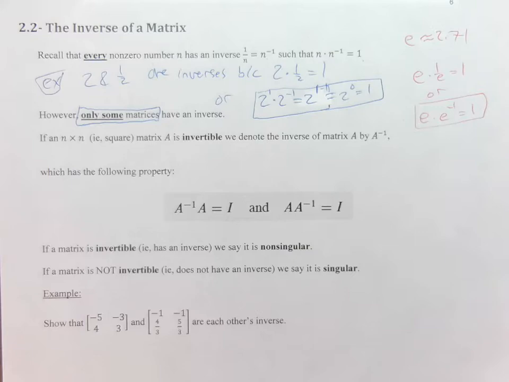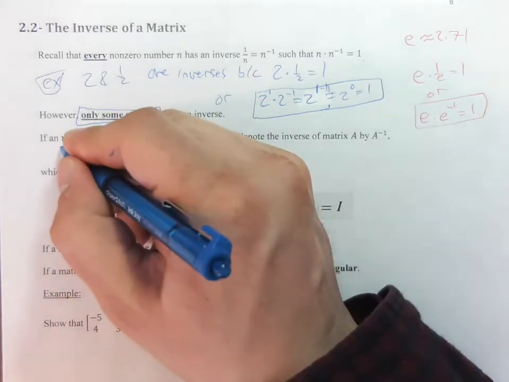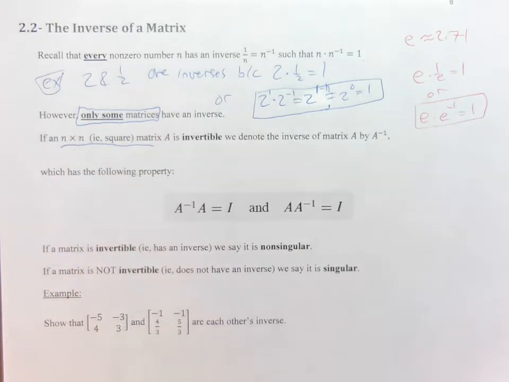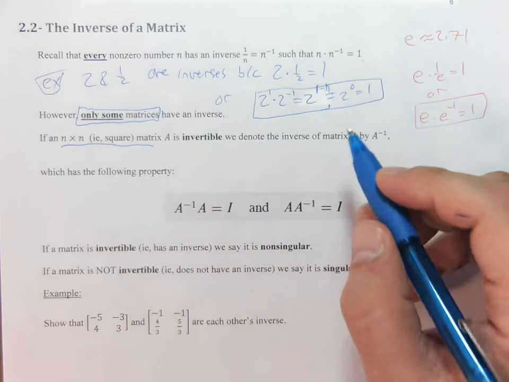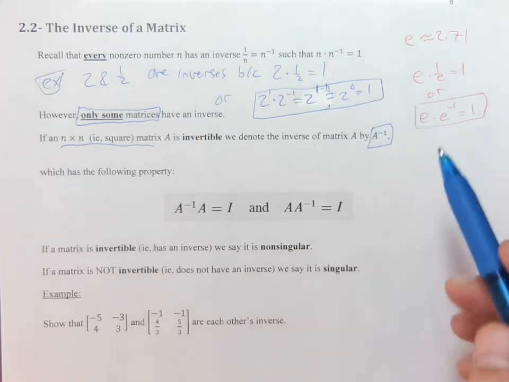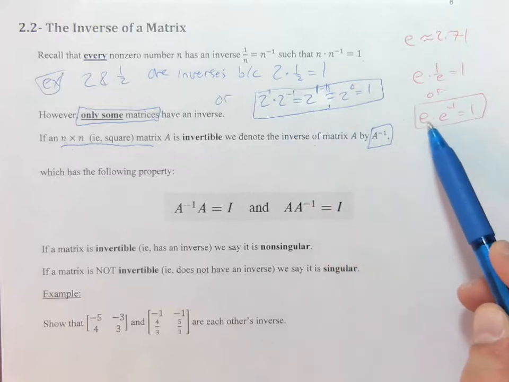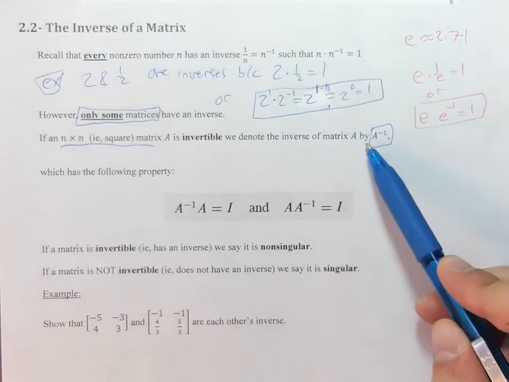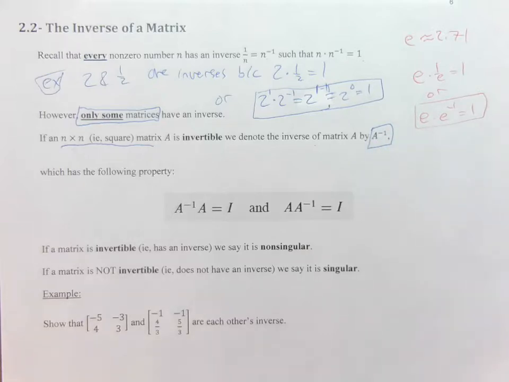And we'll talk about how they exist and how we find them, but here's how they work. If we have a square matrix, so it needs to be square in order to talk about an inverse in the first place, and it's invertible, we denote the inverse by A to the minus 1. Just like a second ago, 2 and 2 to the minus 1 were inverses, e and e to the minus 1 are inverses. Well, A and A to the minus 1 are inverses, and that's how we represent the inverse.